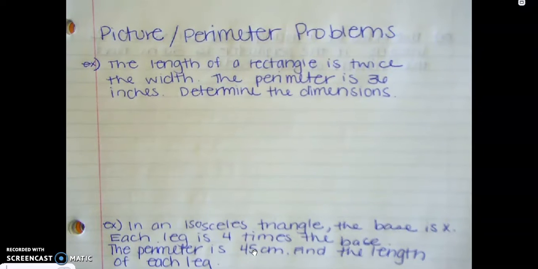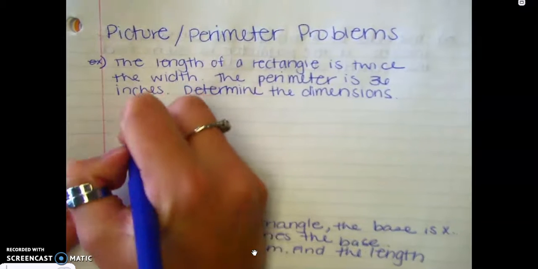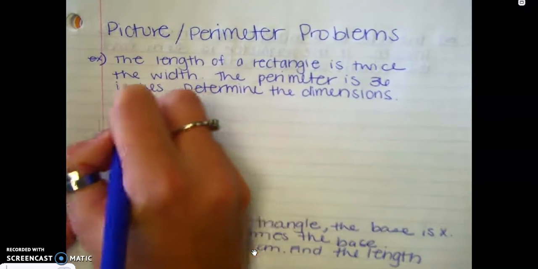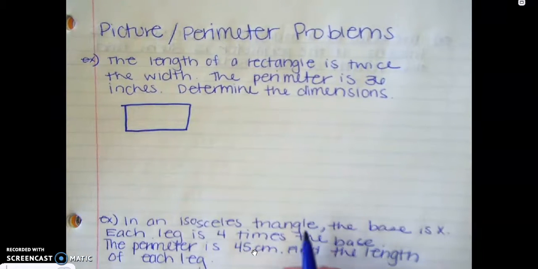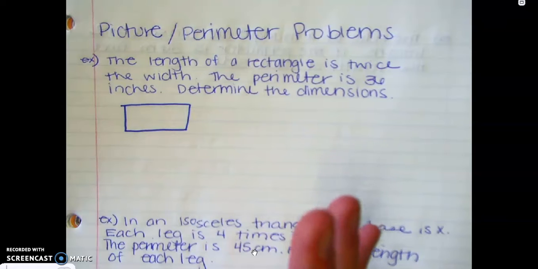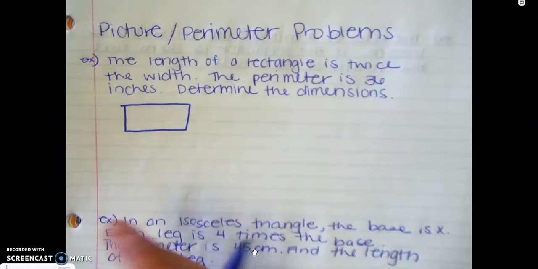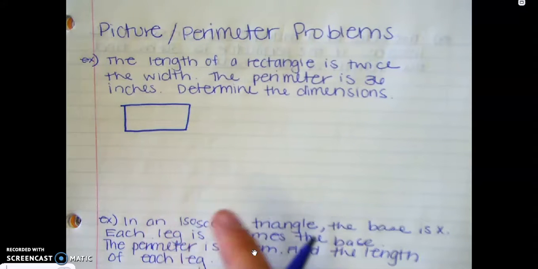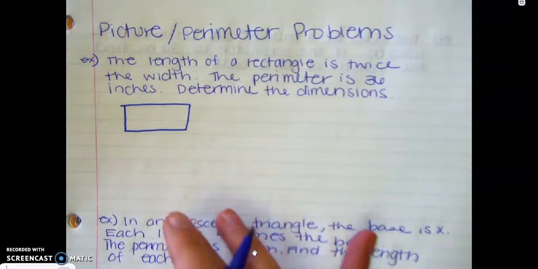The length of a rectangle is twice the width. The perimeter is 36 inches. Determine the dimensions. Anytime you're given a description of a picture, the first thing I want you to do is draw that picture. This will help you for two reasons. It gives you an idea of what you're looking for. When you're finding perimeter, you have to know how many sides to add together. And it will help you determine what x is.